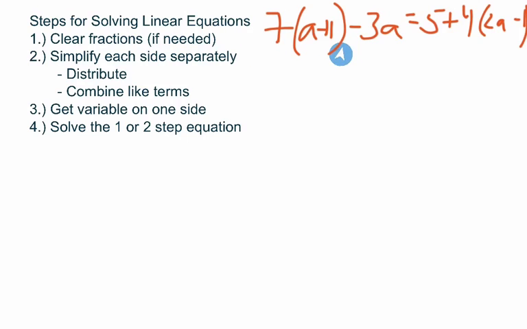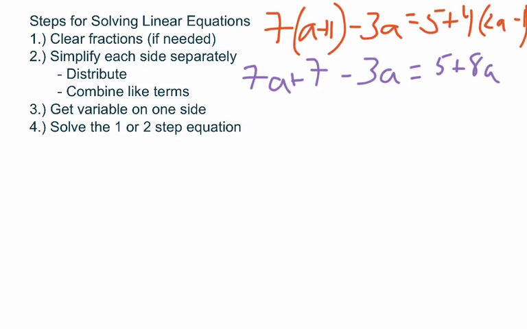I can distribute the 7 through that parenthesis and get 7a plus 7. And then I will bring down the minus 3a. Make sure that you bring everything down that you're not working with. On the right-hand side, I also have some distribution. I can distribute the 4 through the parentheses. So that would give me 5 plus, and you're welcome to do the little arrows here, but don't feel like you have to, 4 times 2 is 8. So I have 8a, and then 4 times negative 1 is negative 4. That is a negative 4 out there.